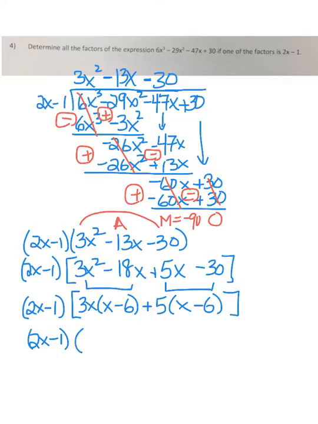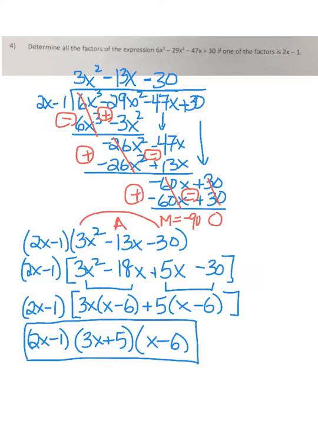All right, so again, let's keep bringing down that 2x minus 1. So we take our GCFs, which is the 3x and the 5, and put that in one parentheses. And then we drop down the x minus 6. So let's read the question. Determine all the factors of the expression. So if you look at what we have here, this is factored completely, and those are all the factors. So we have 3 factors. 1, 2, 3.